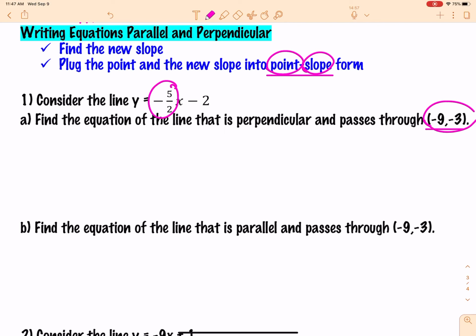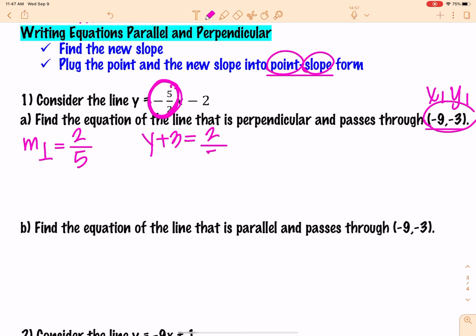Okay, so a perpendicular slope to -5/2 x. So this is your original slope. So a perpendicular slope to that is opposite reciprocal. So 2/5. So you have your slope. This is your point. And now you just write your equation. So y plus 3 equals 2/5, our new slope, and then x plus 9 because of the new point they gave us.